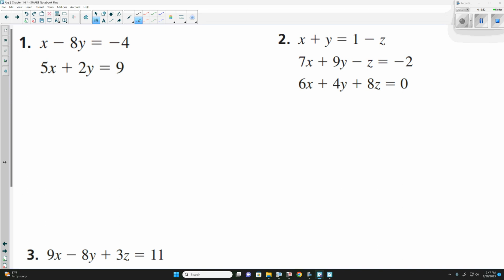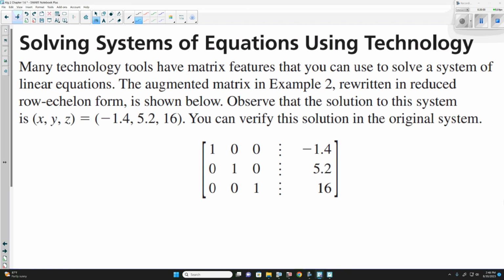Are there questions on this here? Do we feel comfortable with writing augmented matrices? Yes. Okay. In that case, we will move on to solving systems of equations with technology. Many technological tools have matrix features that you can use to solve a system of linear equations. The augmented matrix in example 2, rewritten in reduced row echelon form, is shown below. Observe that the solution to this system is negative 1.4, 5.2, and 16.